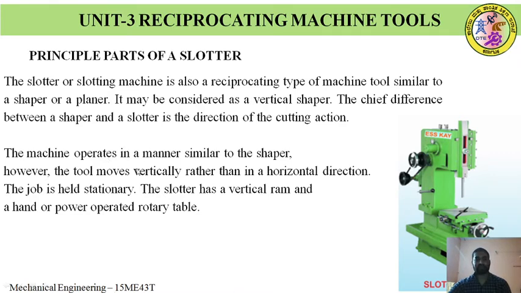The machine operates in a manner very similar to a shaper. However, the tool moves vertically rather than in a horizontal direction. The job is held stationary on the rotary table. The slotter has a vertical ram, you can see the vertical ram, and the hand or power operated rotary table. This is hand operated, maybe power operated, to give the cross feed or upward or downward feed.